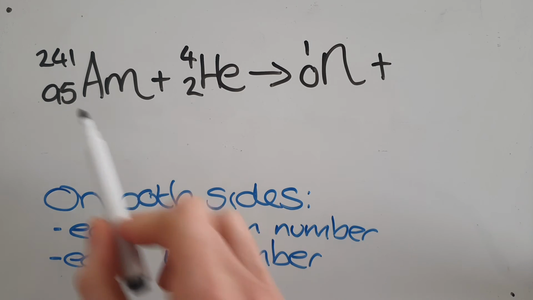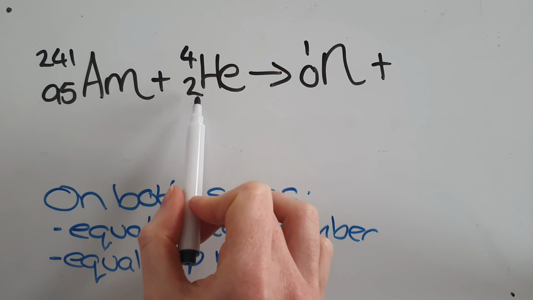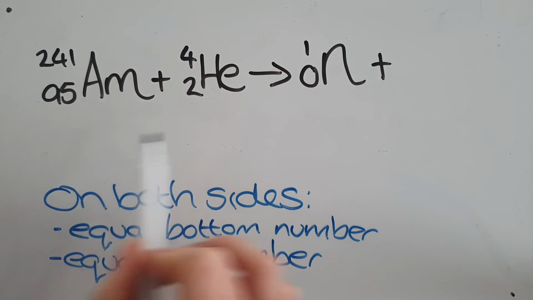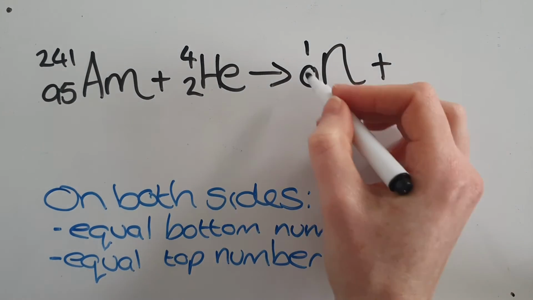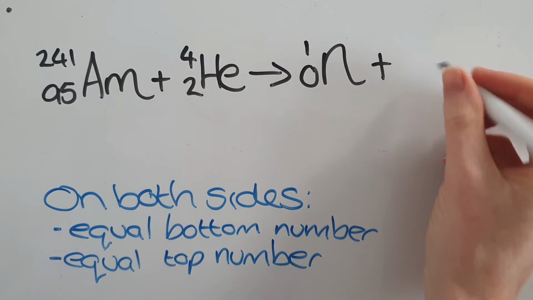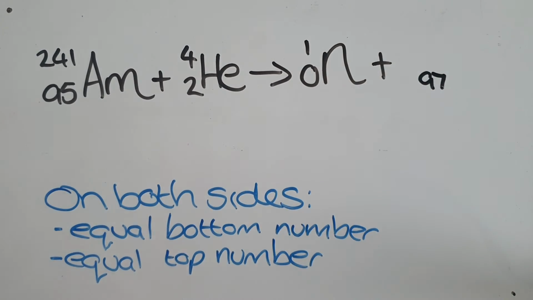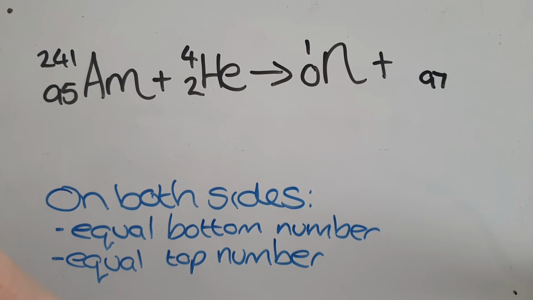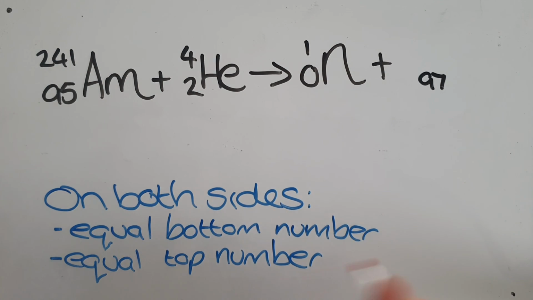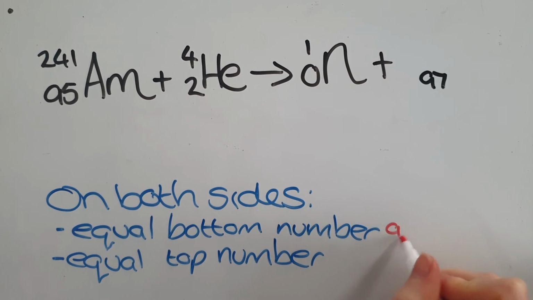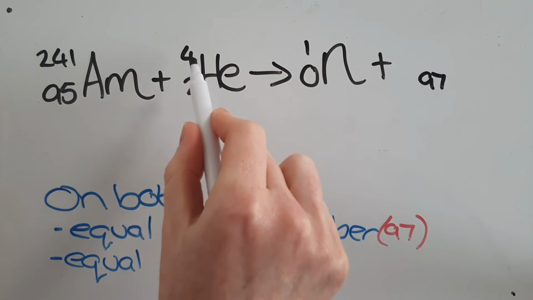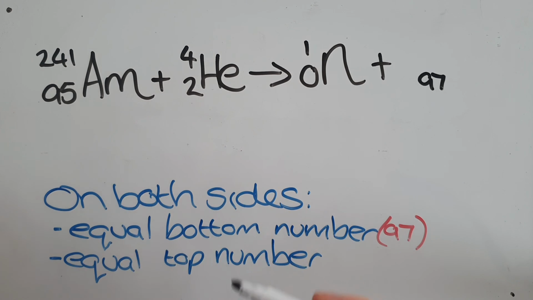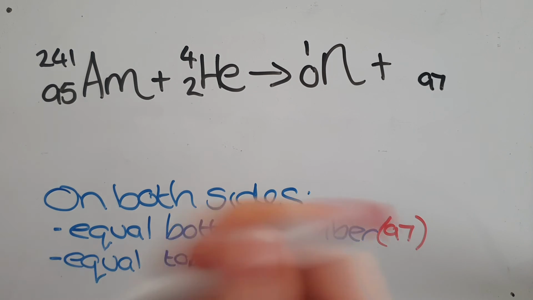So the bottom number is 95 and 2 on the left. So actually that's 97 in total. On the right we have 0. So we need to put 97 here. So it might even be worth making a wee note to yourself. That bottom number has to be 97 on both sides, just to help you out. Top number, 241 add 4 is 245. So both sides need to be that.